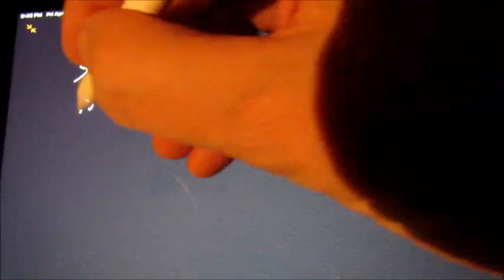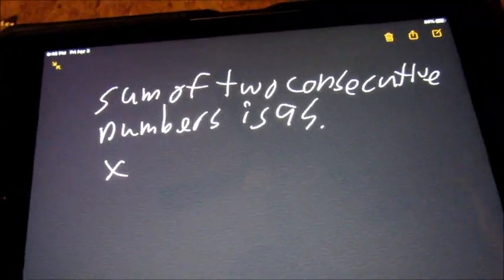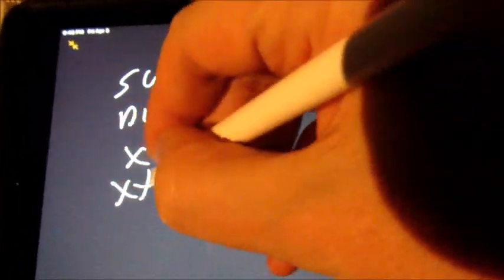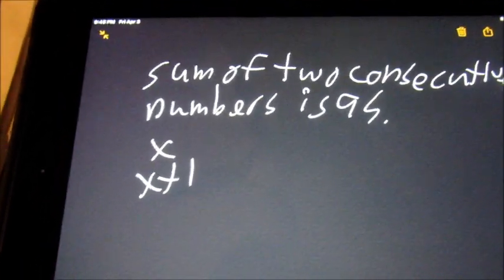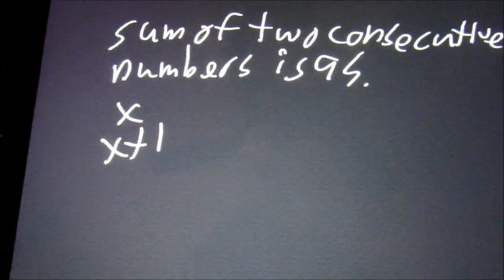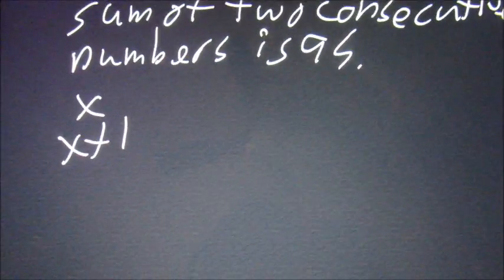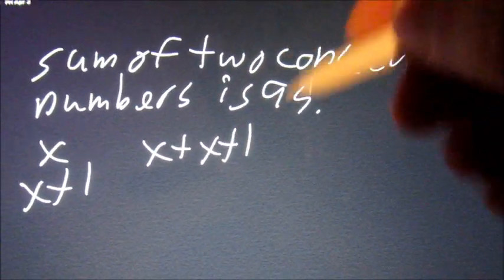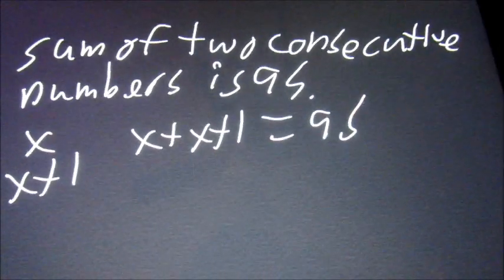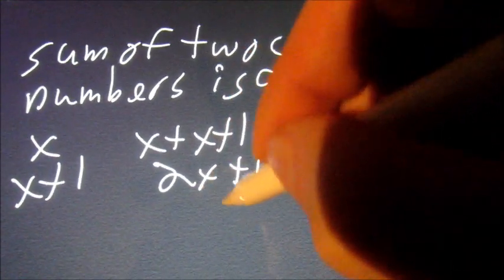So the first one is going to be x, and the one that's consecutive to that is just one more than, so it's x plus 1. If it had said 3 consecutive numbers, then the next term would be x plus 2, because it'd be x plus 1 plus 1. But the sum of these, x plus x plus 1, is 95. So we're going to combine like terms and get 2x plus 1 equals 95.